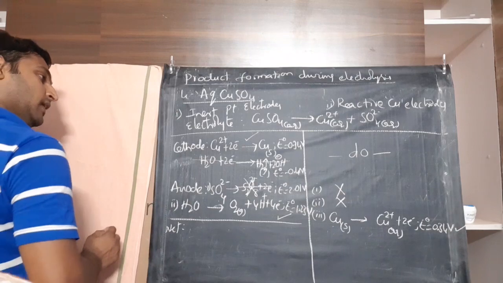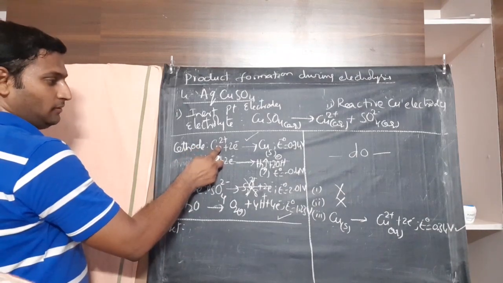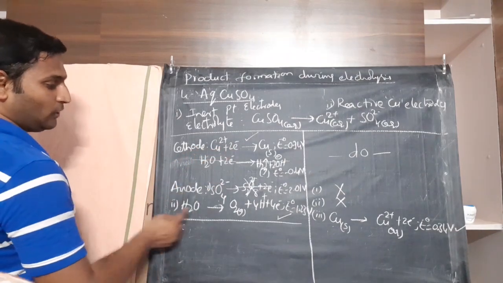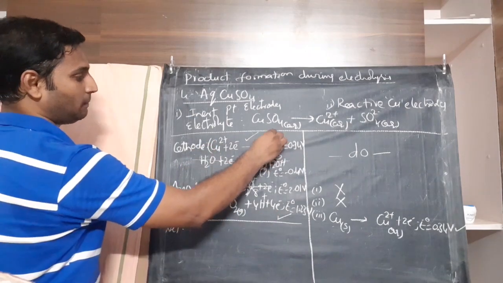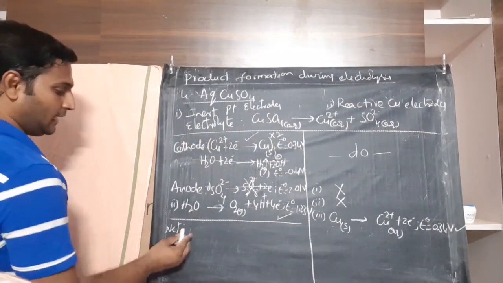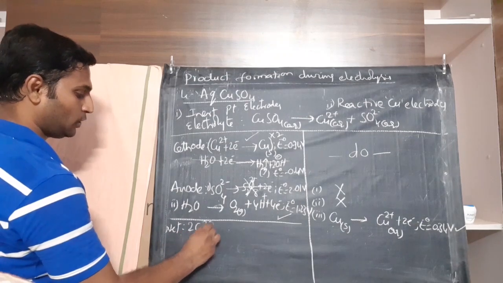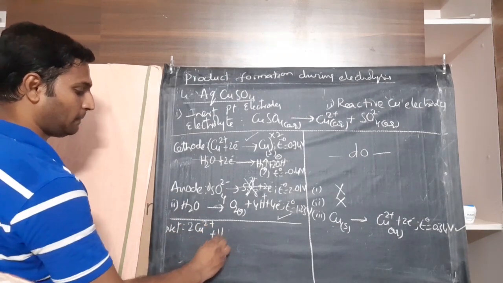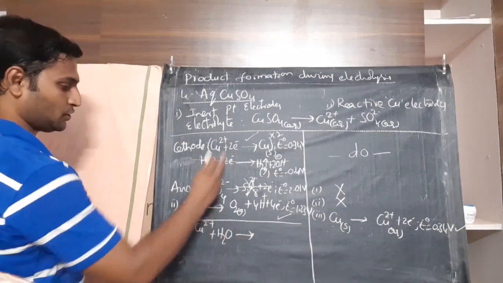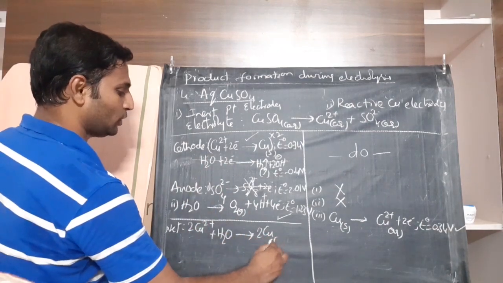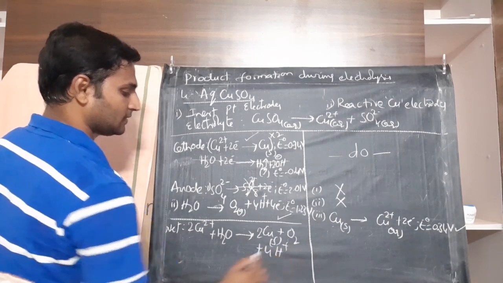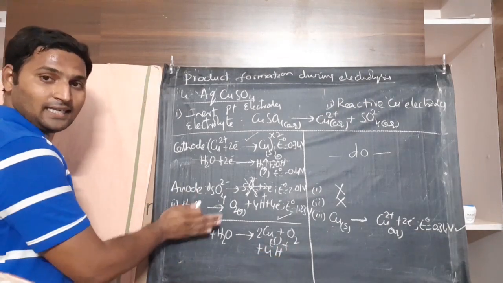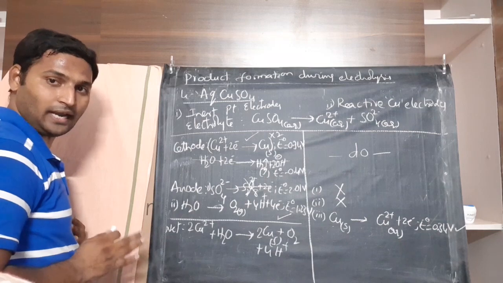Now let us write the net cell reactions. See here, the cathodic reaction is this one, involving 2 electrons. The anodic reaction is oxidation of water, involving 4 electrons. So I might have to multiply this by 2. So write 2Cu2+ + 2H2O gives rise to 2Cu solid + O2 + 4H+. This would be the net cell reaction, right?